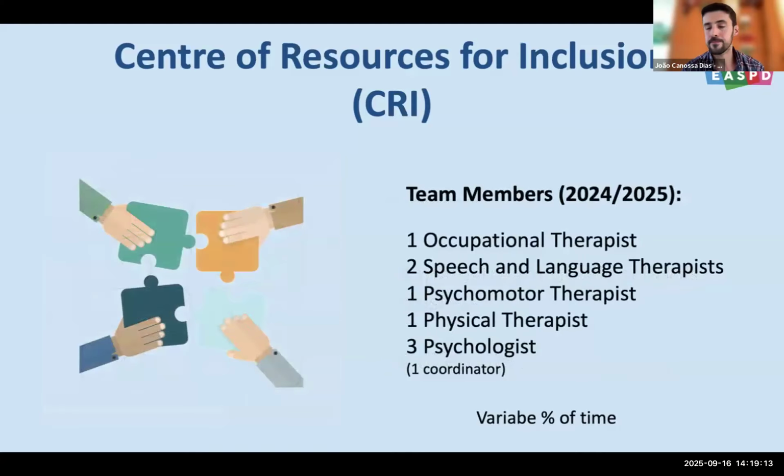Our team is a small team. We have 1 occupational therapist, 2 speech and language therapists, 1 psychomotor therapist, 1 physical therapist, and 3 psychologists. One of the psychologists is the coordinator of the team. And depending on the school year and on the budget that we receive from the Ministry of Education, the percentage of time every professional is allocated to the team may vary, but more or less this is our team.